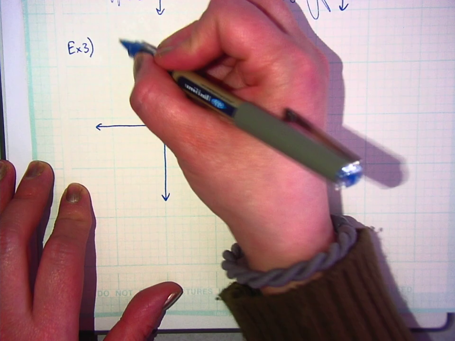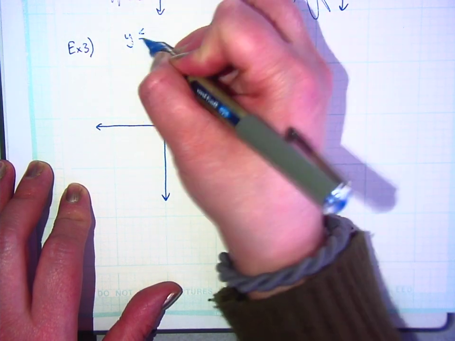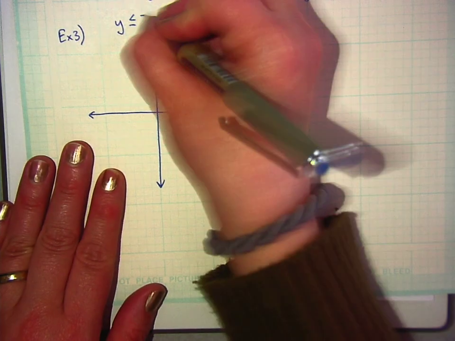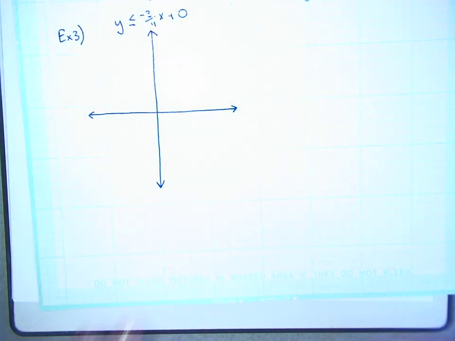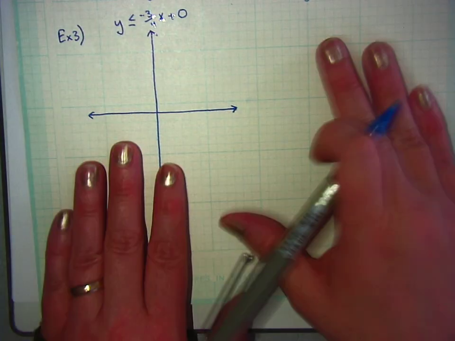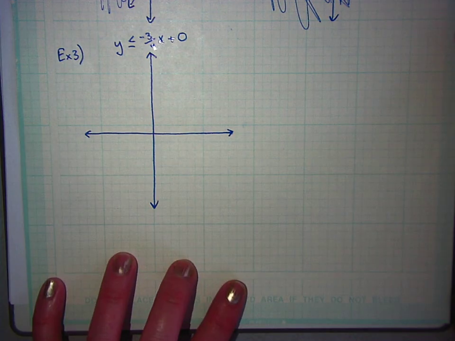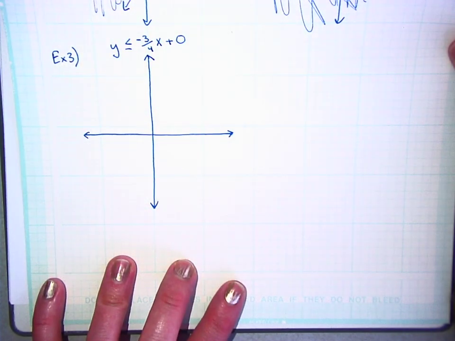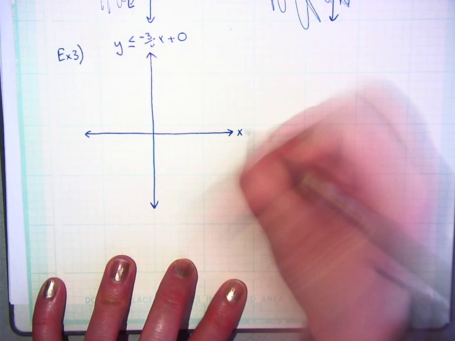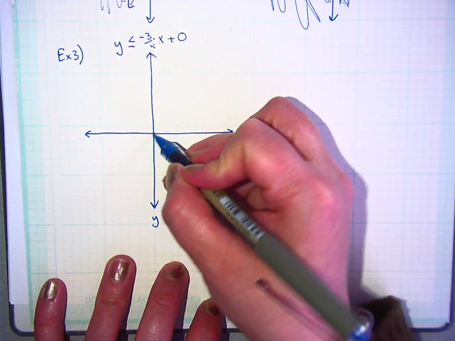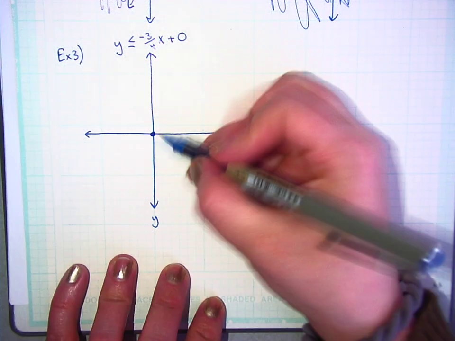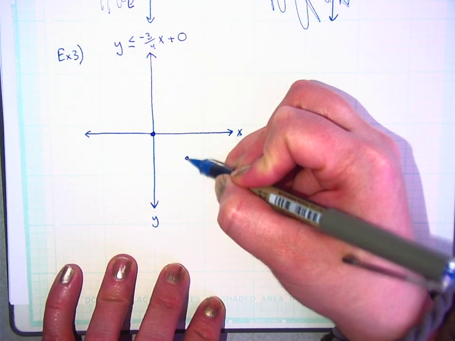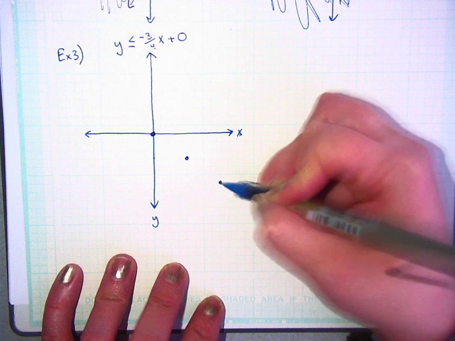All right, and this is the equation y is less than or equal to negative 3/4 x plus 0. So what is my y-intercept? Oh, I forgot to write x and y. My y-intercept is 0, and then where do I go from there? Down 3 to the right 4, down 3 to the right 4, etc.